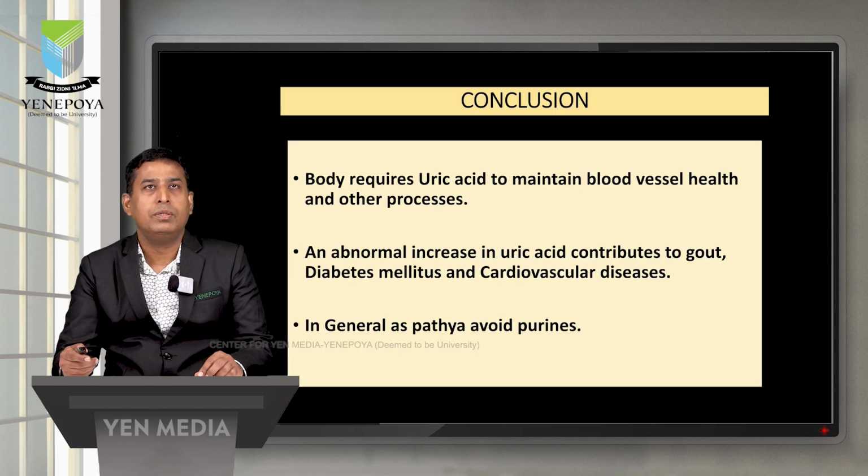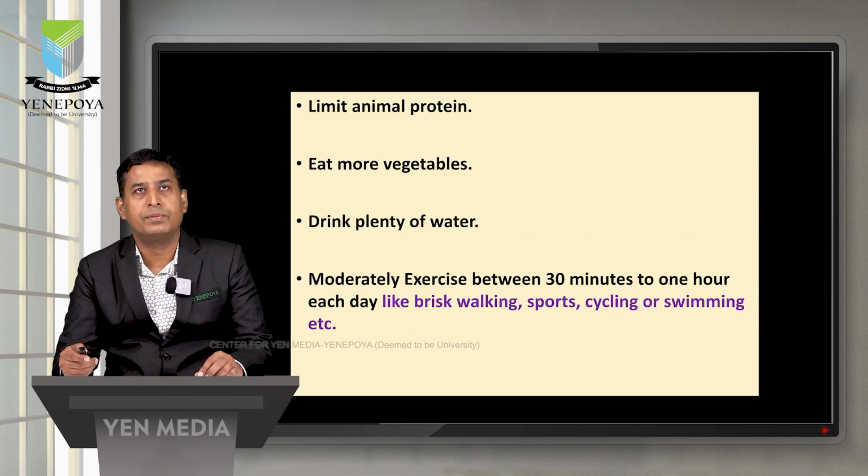So to conclude, the body requires uric acid to maintain blood vessel health and other processes. An abnormal increase in uric acid contributes to gout, diabetes mellitus and cardiovascular diseases. In general, as pathya, in uric acid conditions like hyperuricemia, avoid purines. Limit intake of animal proteins, eat more vegetables, drink plenty of water, and exercise moderately between 30 minutes to 1 hour each day, like brisk walking, sports, cycling or swimming, etc.